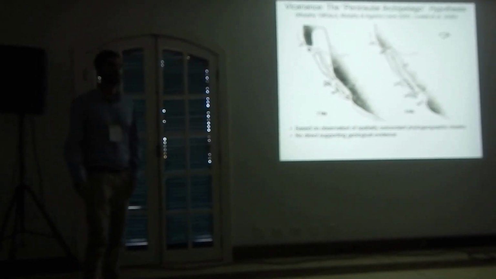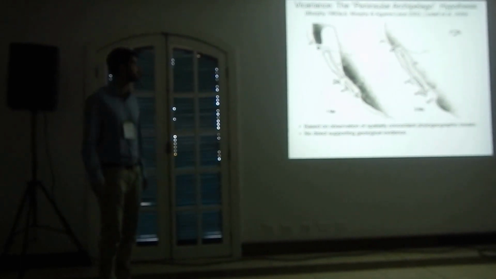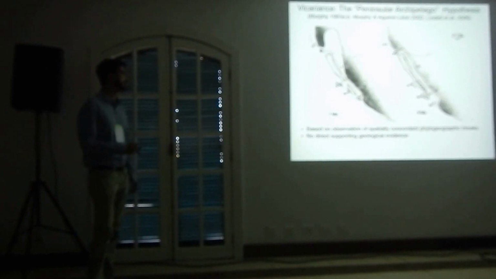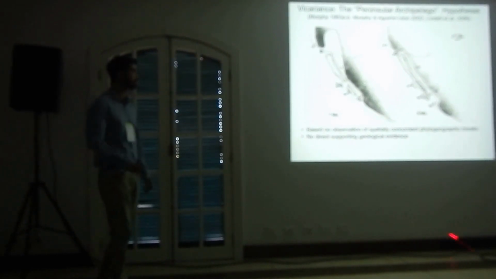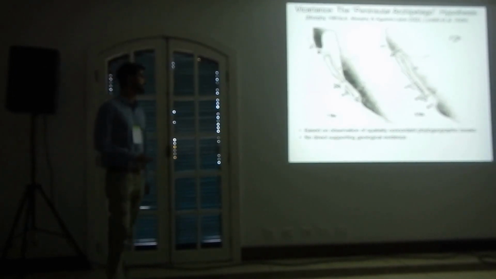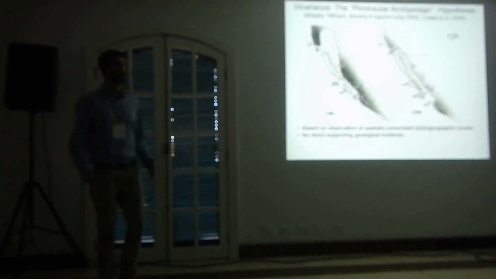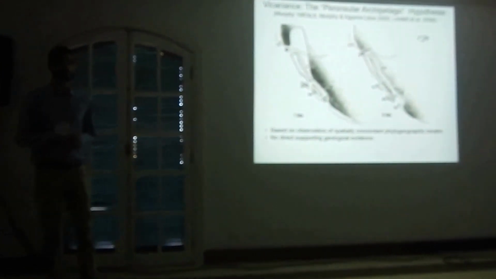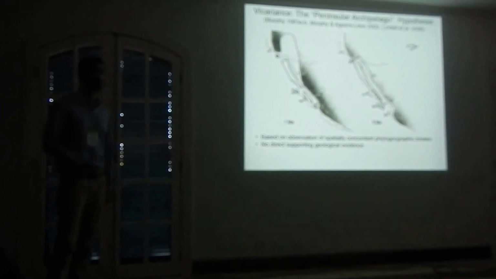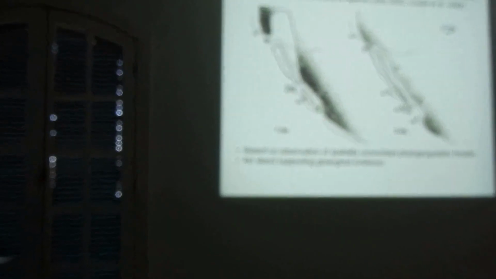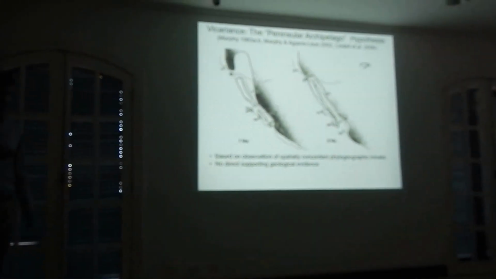An alternative hypothesis after plate tectonics was discovered was the Peninsular Archipelago hypothesis. This hypothesis implies that higher sea levels during the Miocene and Pliocene flooded the peninsula into an archipelago of islands. It is based largely on the observation of spatially concordant phylogeographic breaks among multiple species in the same areas again and again, although there's really no direct supporting geological evidence that the peninsula was completely fragmented into an archipelago by the sea itself.